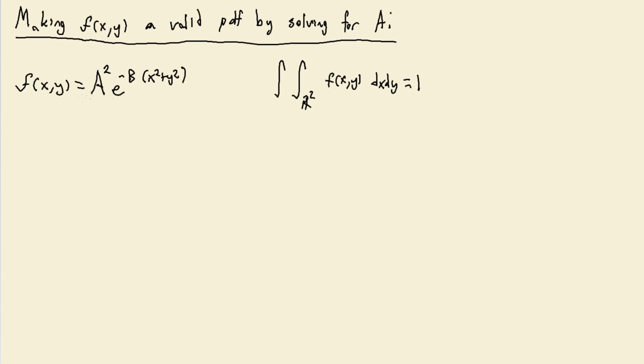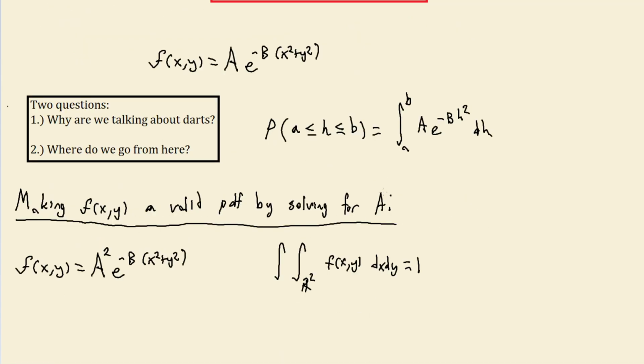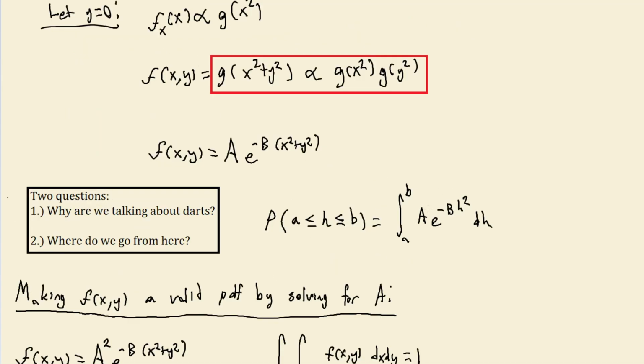So here we have this candidate for a PDF, and so we want to integrate over this in order to make sure that we can restrict that area underneath the surface produced by f of xy such that it's equal to 1. Now, you might notice that I have an exponent here of a squared term. That's just going to make the math a little bit easier. And I encourage you to realize that this is not that big of a leap.